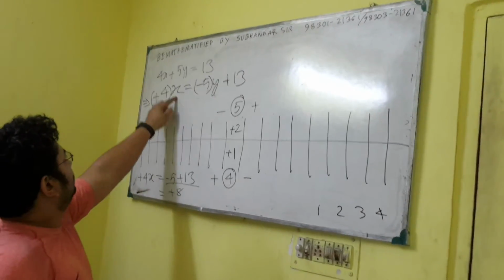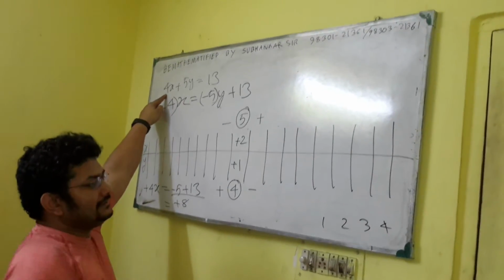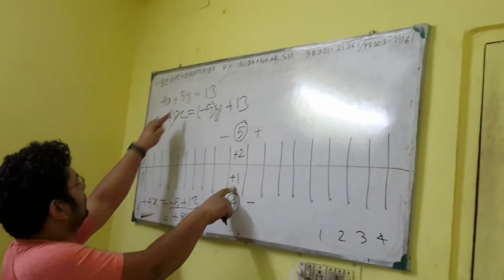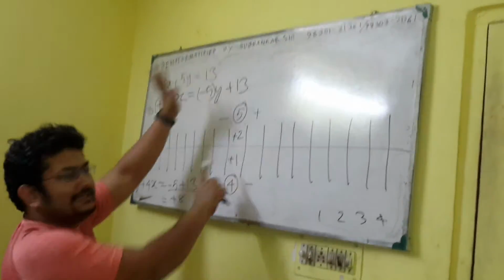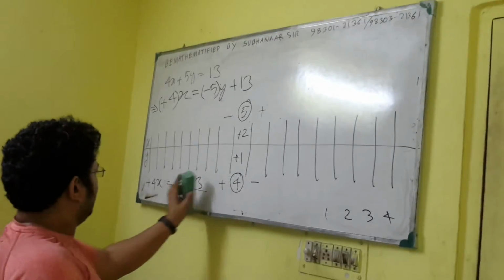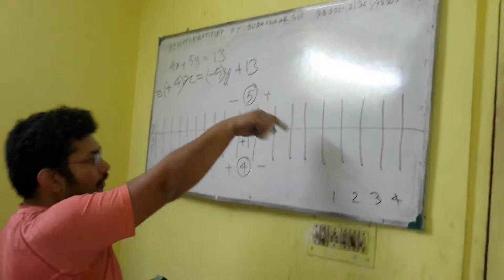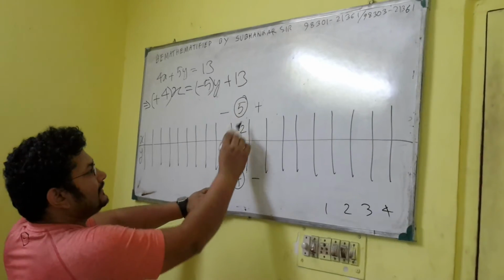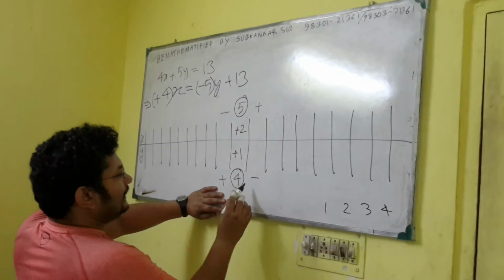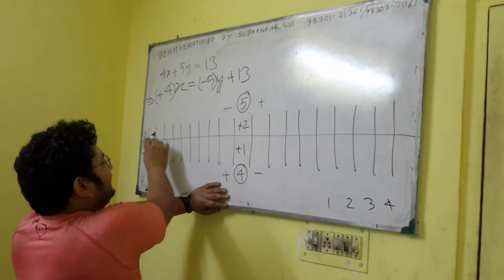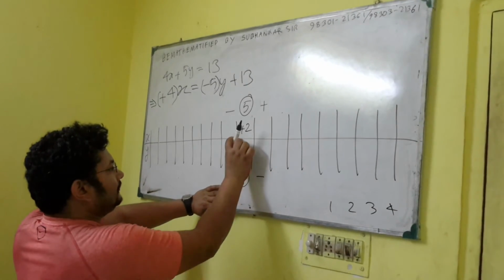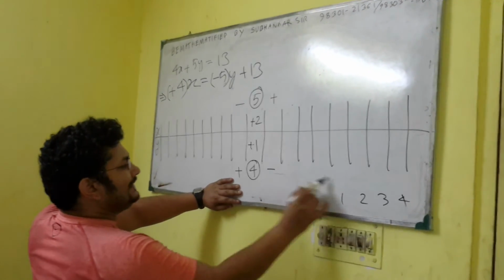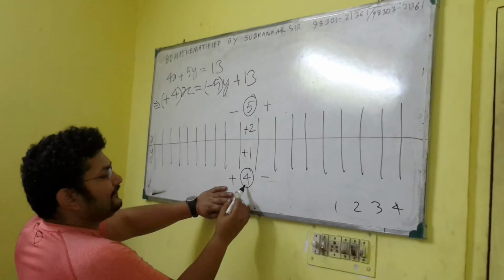x equal to 2, 2 into 4, 8. y equal to 1, 5 into 1, 5, 8 plus 5, 13. Yes, that matches. So our game is done. Now what about all these other spaces? See, in this case this is plus, so values will increase, and here it is minus, so values will decrease. Similarly, for y, the values will decrease here and increase here with this difference.